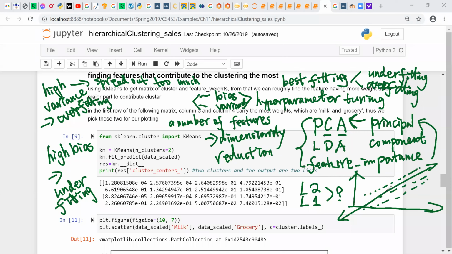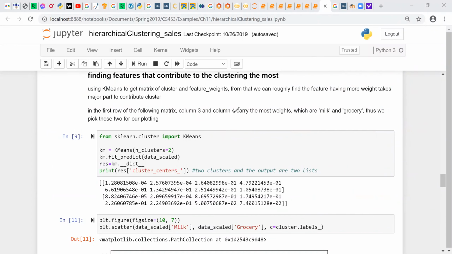If you can transform your data to be distributed along this new component and the one orthogonal to it, then you can minimize the variance. That's the goal. So that's PCA. And the LDA is for feature selection, feature extraction. It's for feature extraction.